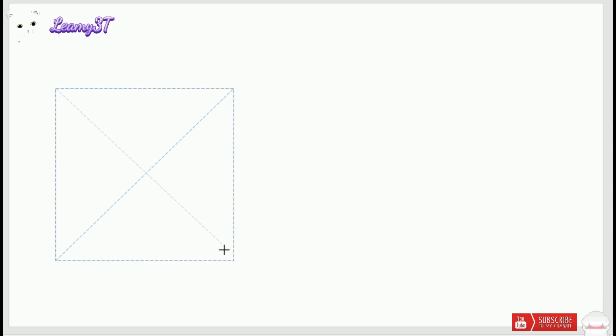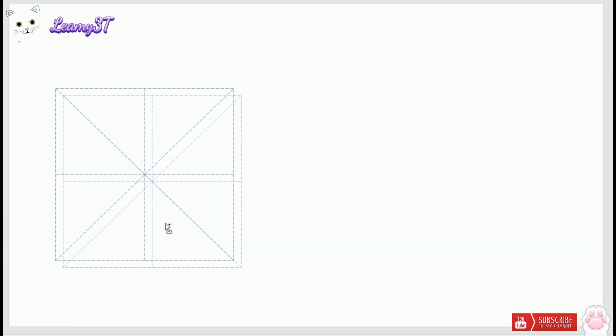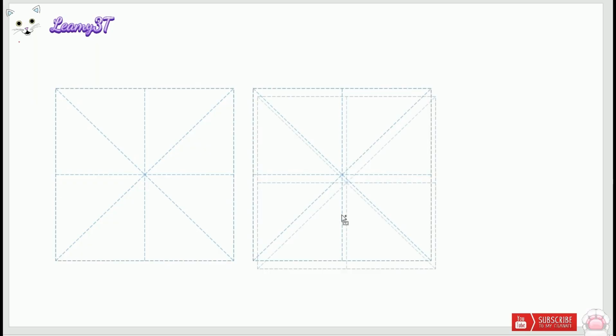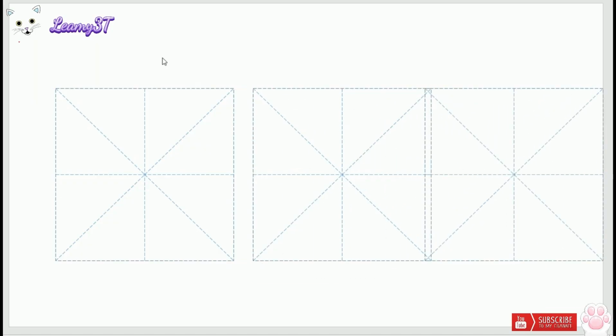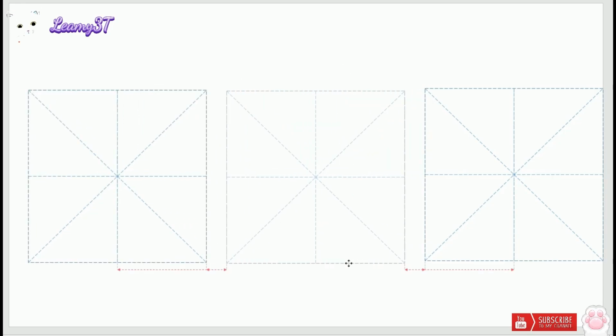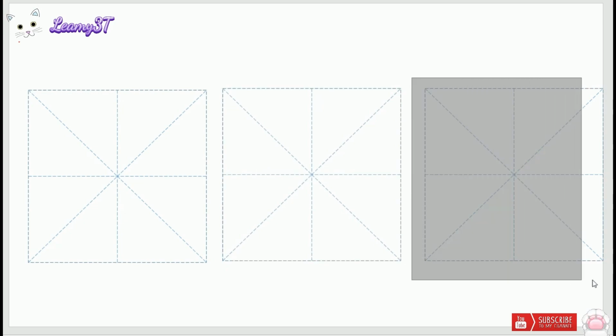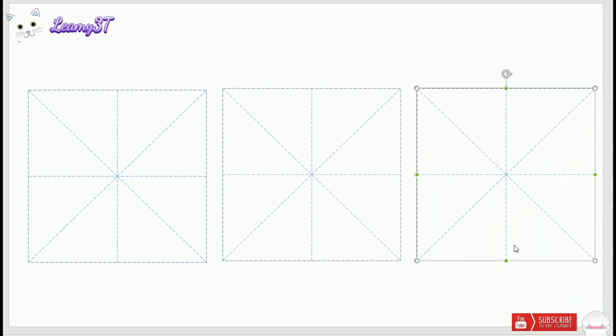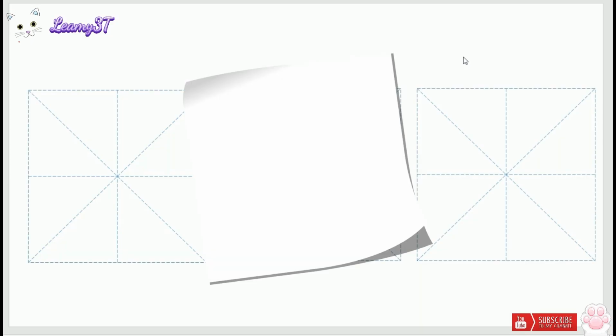Put it at the corner. Okay, one more. And again. Copy this. And you can also copy one more. Alright, so there are 3 of them. Adjust the position. You get the perfect grid notebook paper by yourself. But do not practice on blank paper.